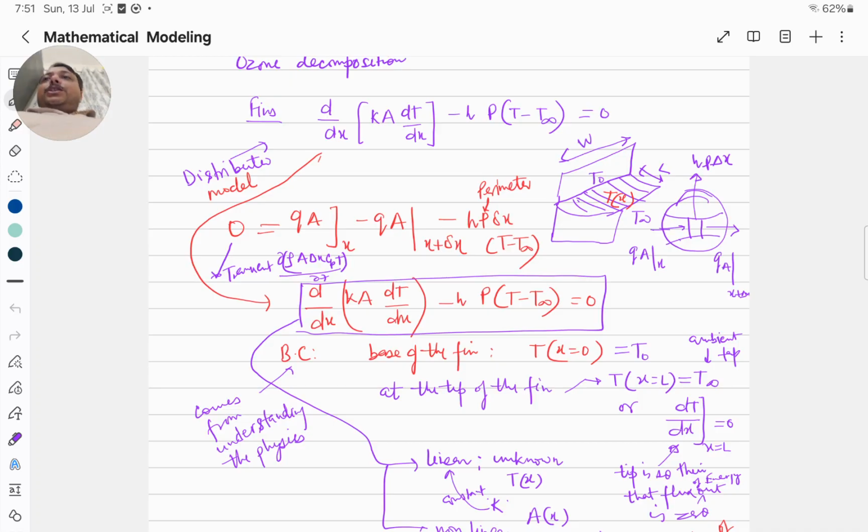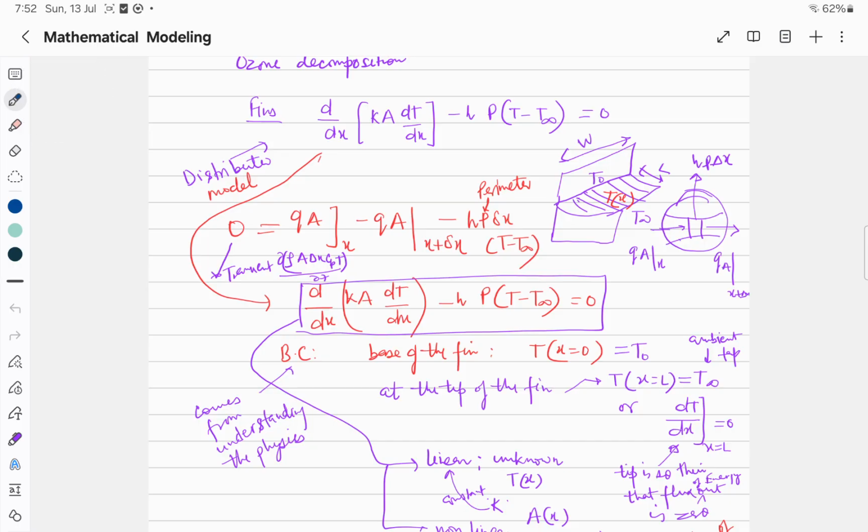So in the last lecture we have discussed different types of modeling. So let's begin with further examples. I am going to give you the examples of distributed models and other models. So let's begin.